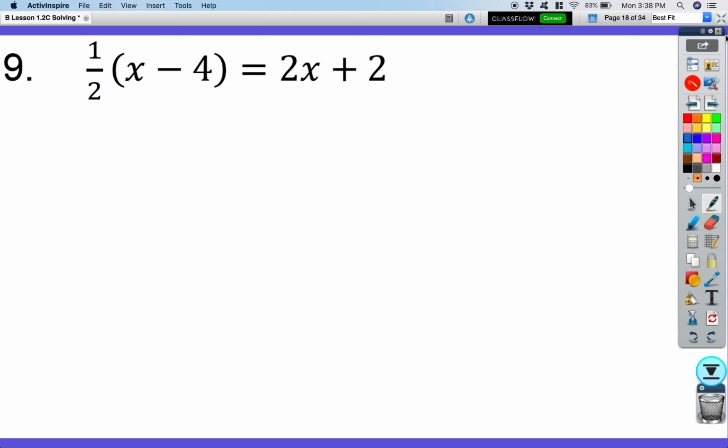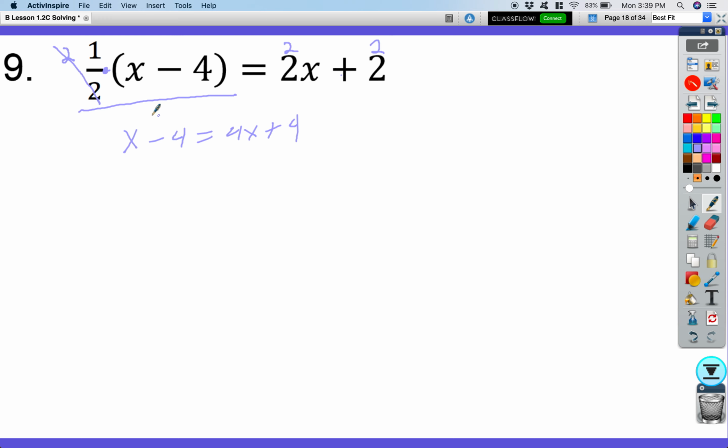Few things we can do here. We can either distribute the 1/2 to the x and to the negative 4, or since this has an equal sign, I can do the fraction buster here. To do the fraction buster, I would look at this 1/2, and I would just multiply each and every term by 2. Remember, terms are separated by plus, minus, and equal sign, and even though there is a negative sign inside the parentheses, this is all one term because the 1/2 and the parentheses has a multiplication in there. So these would cancel, and I would be left with x minus 4 is equal to 4x plus 4.